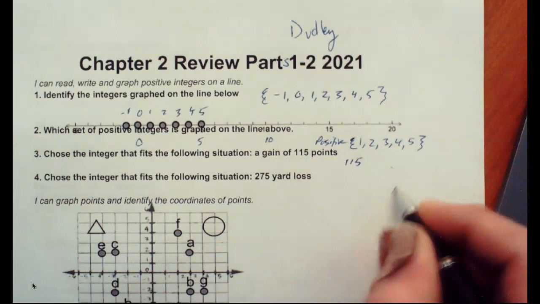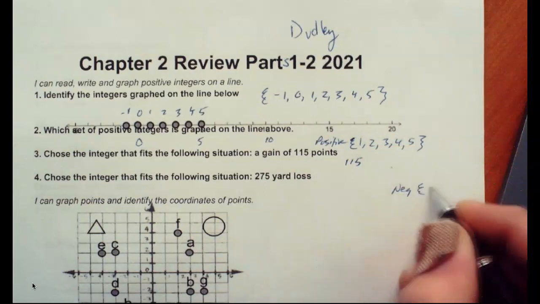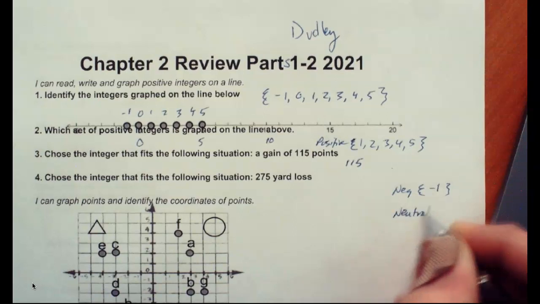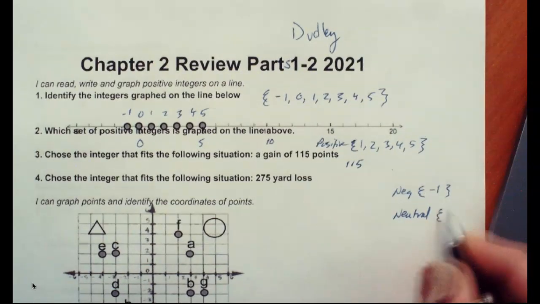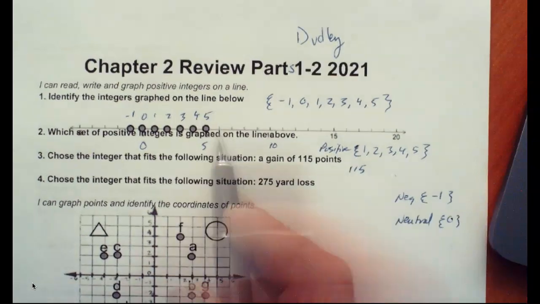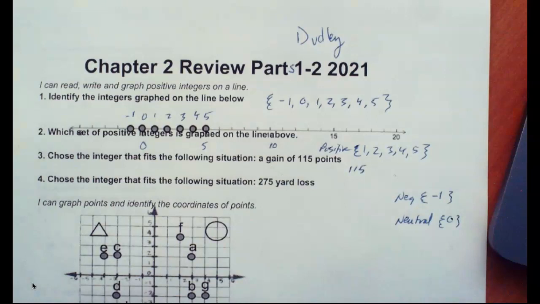I'm just going to go ahead and put negative. Negative would just be negative 1. And then the neutral, that would just be 0. Okay? Notice they each have a dot. I don't count all these other empty spaces because they're not there.